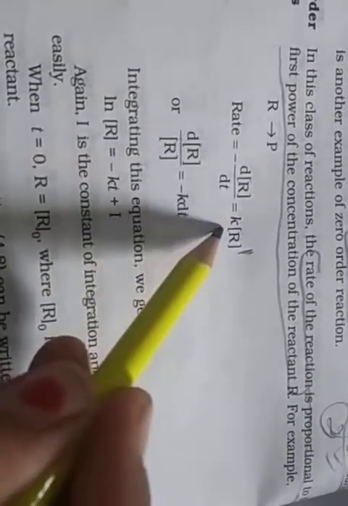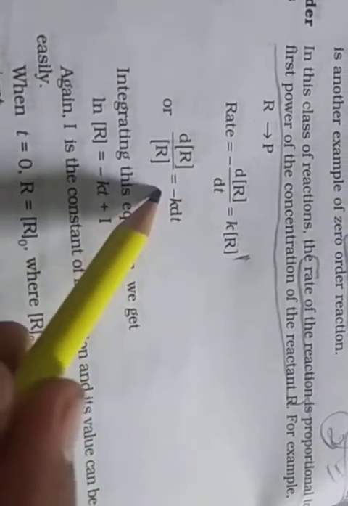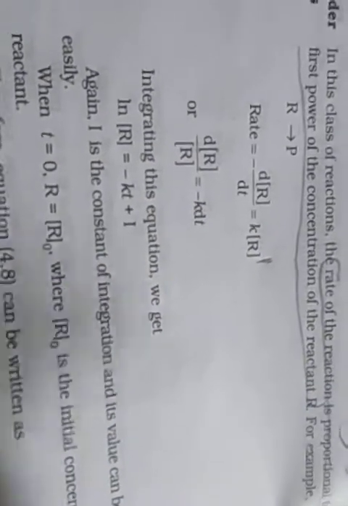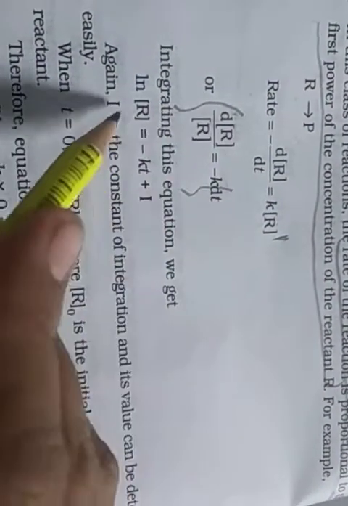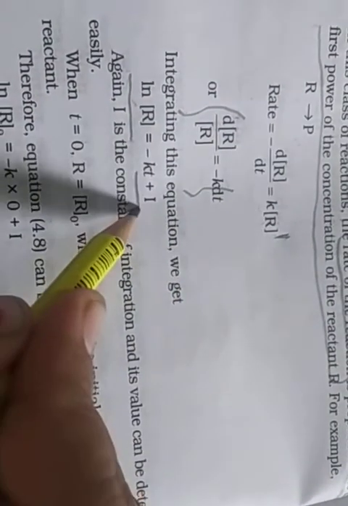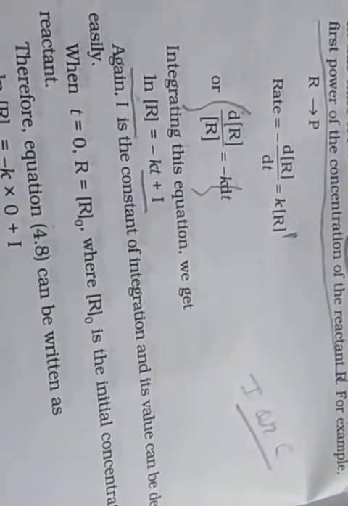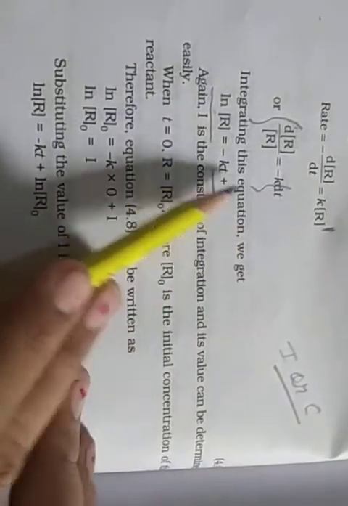Then cross multiply: R goes to the left-hand side and dt goes to the right-hand side. So dR upon R is equal to minus k dt. Whenever we take integration, the integration of dR upon R is ln R, and the integration of minus k dt is minus kt plus I, otherwise we write C. Here I is the constant of integration and its value can be determined easily.